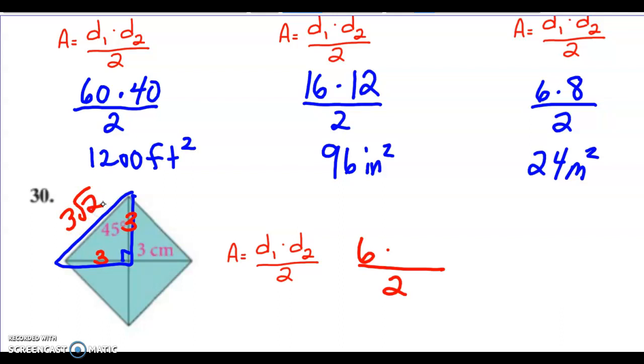However, we don't need that. We only need the diagonals, but I just wanted to remind you of the 45, 45 rules. And so if this piece right here is 3, then this piece right here would be 3. So both of the diagonals are 6 in length.